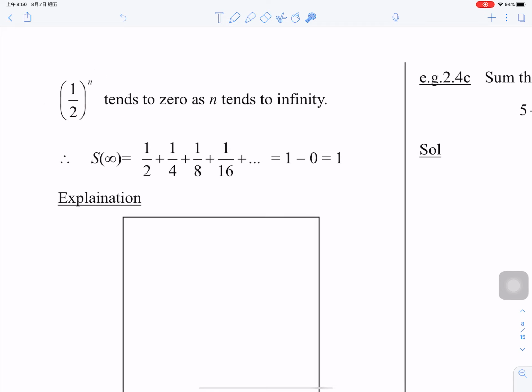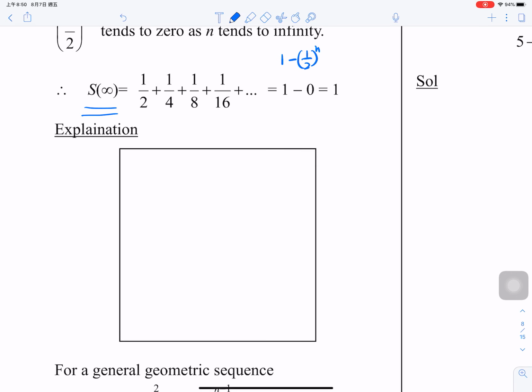So here, for infinity, we have this symbol: 1 over 2 plus 1 over 4 plus 1 over 8 plus 1 over 16 plus dot dot dot. 1 minus this term is the original expression, but now this tends to 0, so at the end it equals 1.